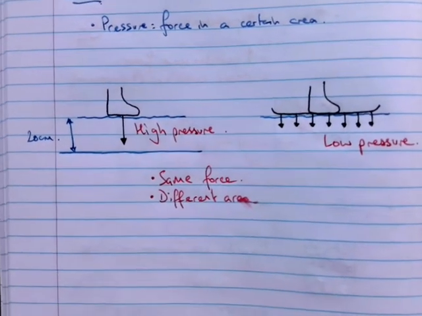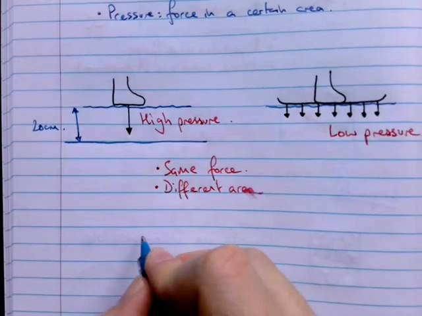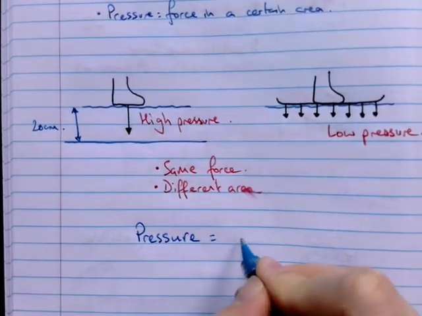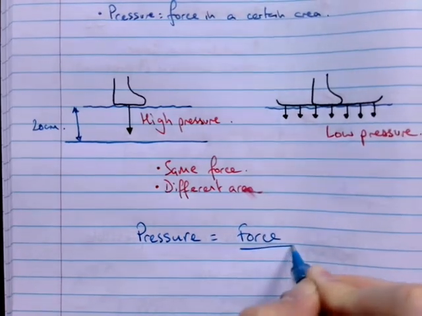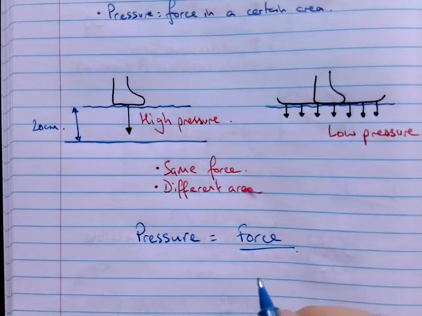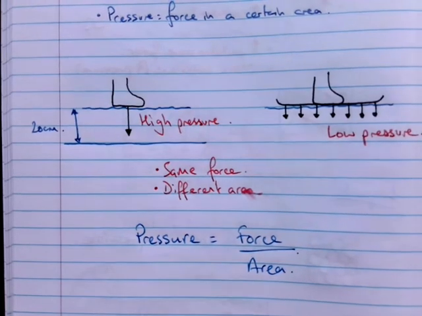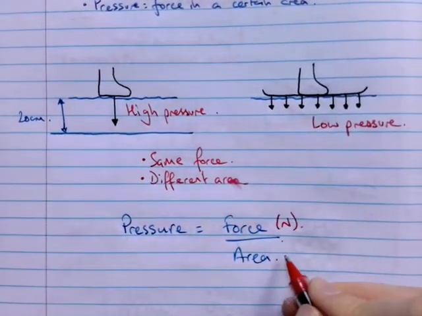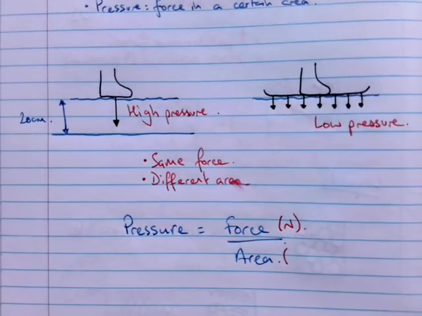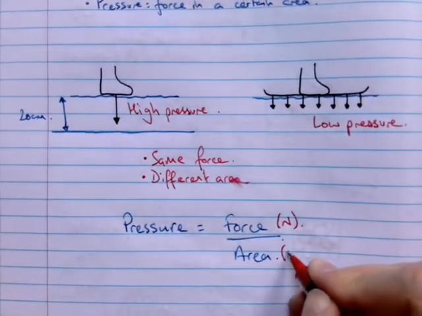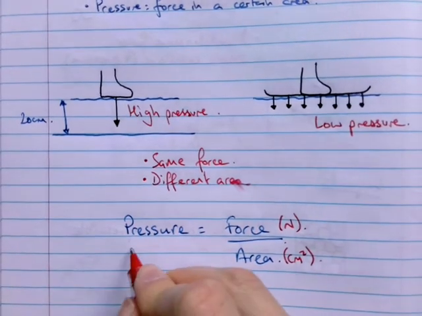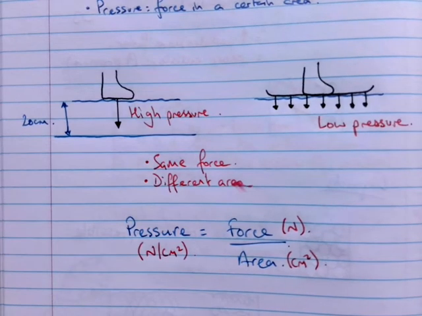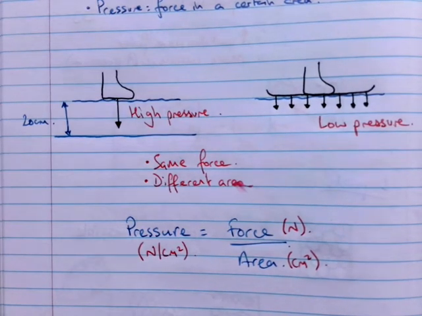Okay, and we can quantify this by putting it into an equation. So we can say that pressure equals force divided by area. Okay, and the force will be measured in newtons. The area we can measure in centimeters squared for now, and the pressure would therefore be in newtons per centimeter squared. Okay, so let's do an example.